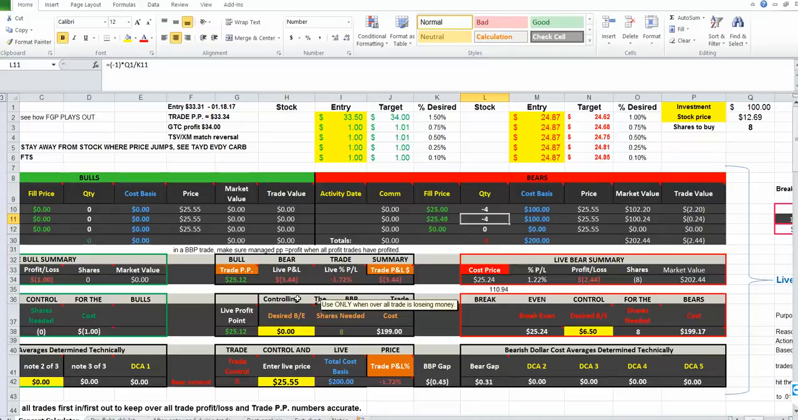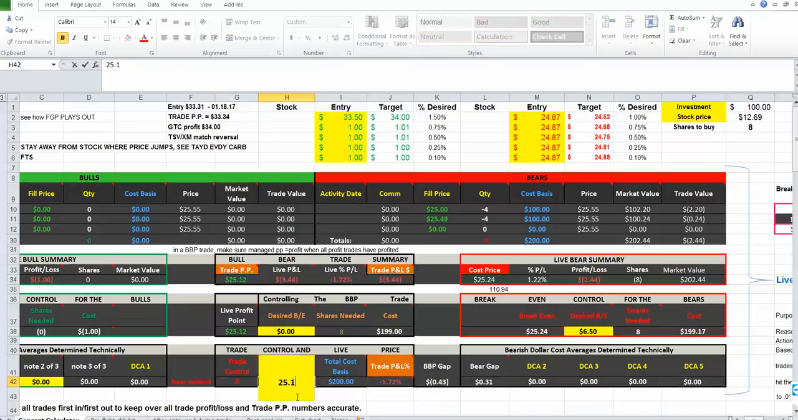Okay. And then we want to get out at $25.12. 25.12. What I want you to notice, when I enter numbers down here in this box right here that I'm highlighting, where it says enter live price, you notice the box is yellow. So that requires an entry.